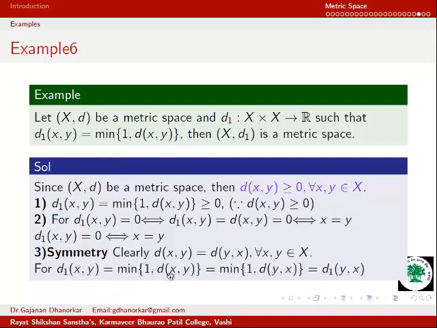Now we check: d1 of x, y is equal to the minimum of this term. Again, this is symmetric since d is a metric. That's why I will write here in symmetric form: if d of x, y, then here is x, y, and here is y, x, then we can write d1 of y, x. And this is the whole symmetric property.